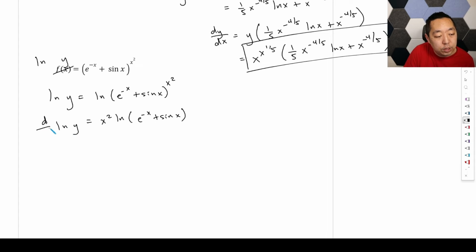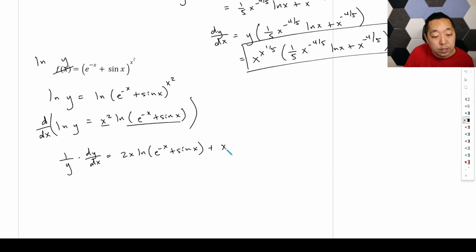And then we'll just do implicit differentiation. So this becomes 1 over y times dy dx. And here we'll treat it as product rule. So the derivative of x squared is 2x, leaving the other side alone by product rule, plus x squared times the derivative of ln. The derivative of ln is 1 over whatever is on the inside. That's the outer function, and the inner function is this by chain rule. This also has an outer and inner function. It's going to be negative e to the negative x because the derivative of negative x is negative 1, plus the derivative of sine x, which is cosine x.